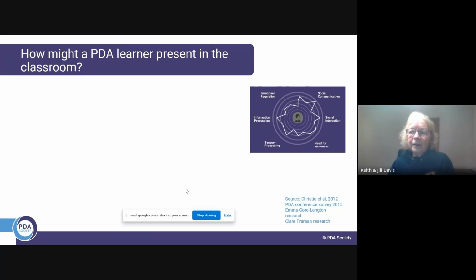Okay, so obviously we need to now think about how might a PDA learner present in the classroom. Now, actually, there is no clearly defined way in which they will present, but they may not present in the way that makes you suspect autism even, or the degree of support, because that will vary, as do those other factors, you know, their personality, their intelligence, their interests, those co-occurring conditions they may well have.